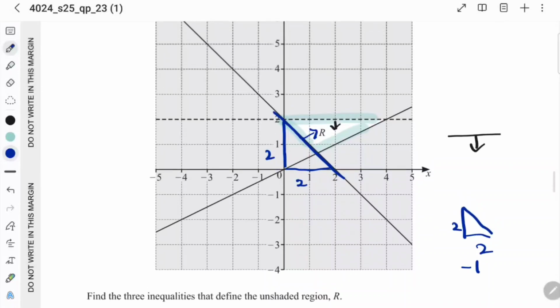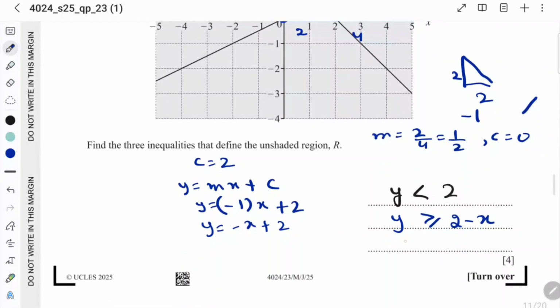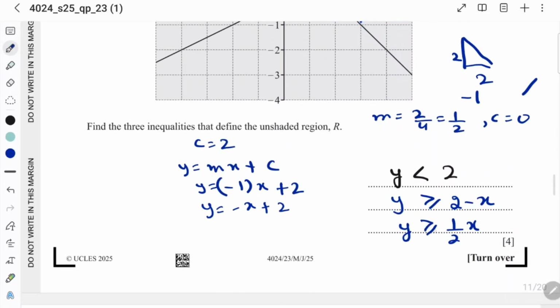The third line. Okay, now we are moving to the third line. We have done this one, this one. This is the third line. Okay, rise is 2 and the run is 4, and is intersecting at 0. So for this one, m is 2 over 4 means half, and it's rising from the right, so it's positive, and c is 0, so y is equals to half x only. Let's see the inequality. Okay, it's above the line, so it's greater than equals to.